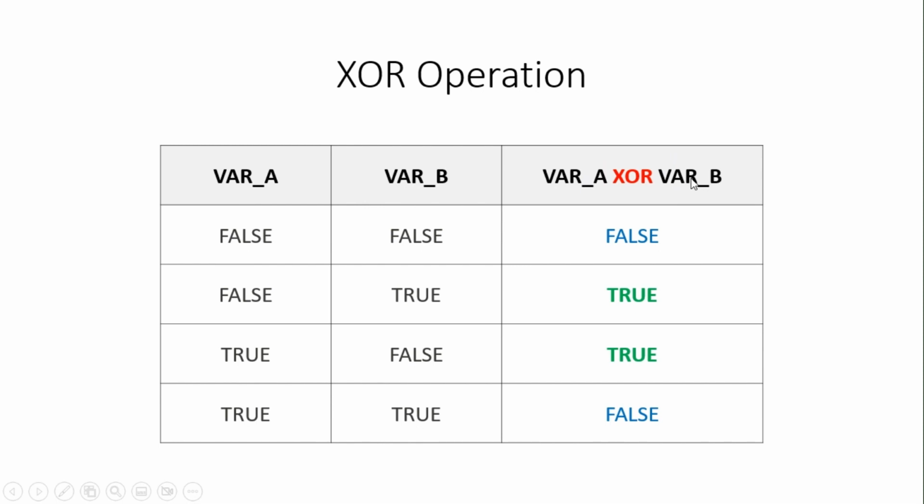Only when both the operands are different, that is, one is true and the other is false, or this is false and the other is true, only then it returns true. As we see here, for example, false XOR false returns false, both the operands are the same. False XOR true, both the operands are different, it returns true. True XOR false, both are different, it returns true. True XOR true, both are the same, it returns false. So it returns true only when both the operands are different, else it returns false.